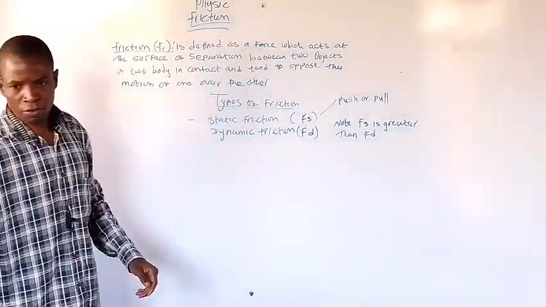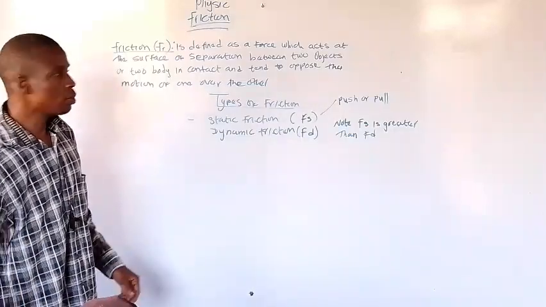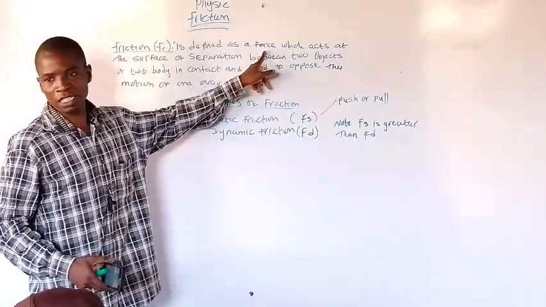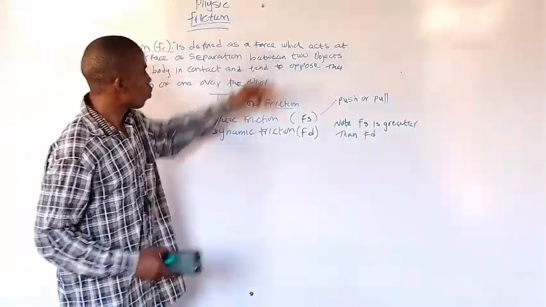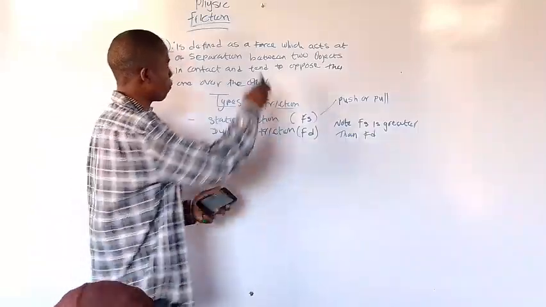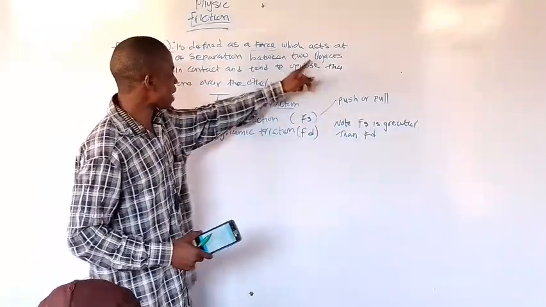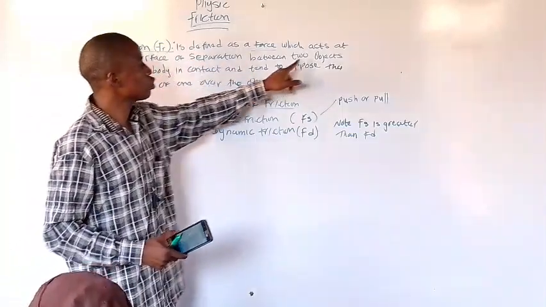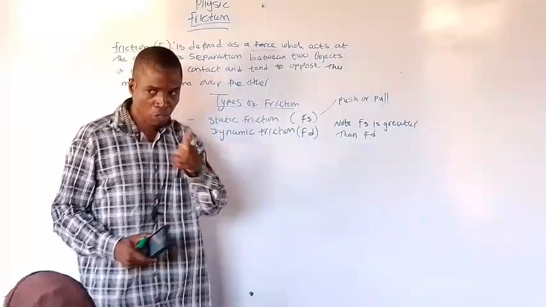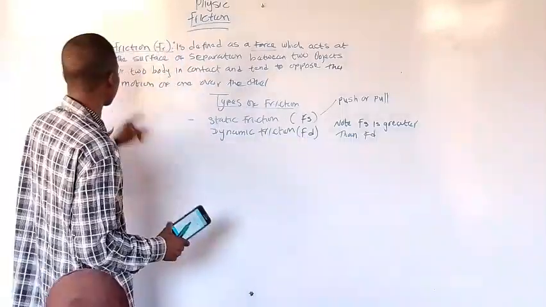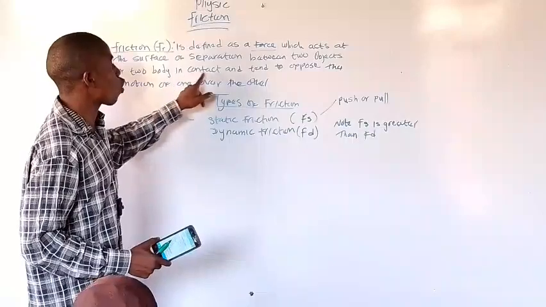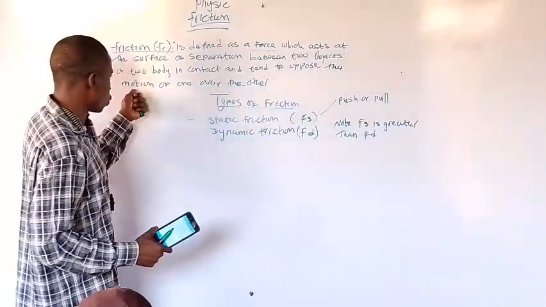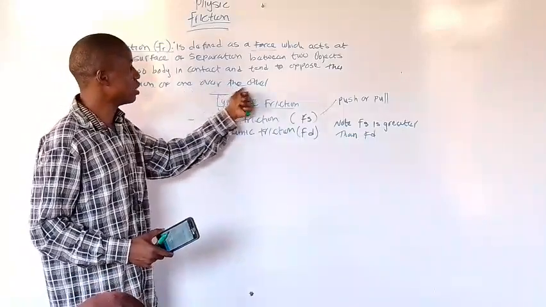Now, what do we mean by friction? Friction is defined as a force. The key point: a force which acts at the surface of separation between two objects, or two bodies in contact, and tends to oppose the motion of one over the other.